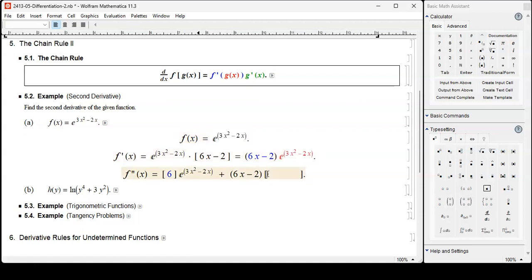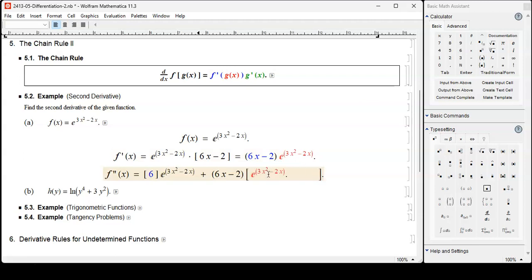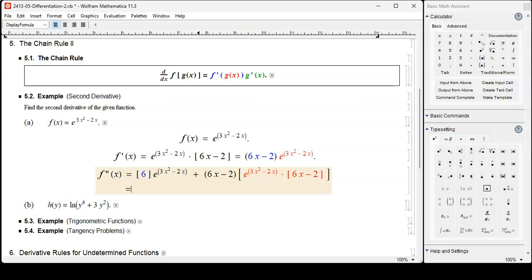And I'll keep the color coding red. So exponential functions stay the same. Times, oops, I have to multiply the derivative of the inside. What's the derivative of the inside? Derivative of 3x squared minus 2x, that's 6x minus 2. And there goes the derivative computation, but just a little bit of simplification is in order.